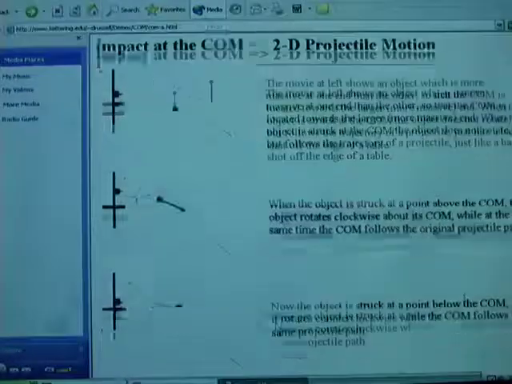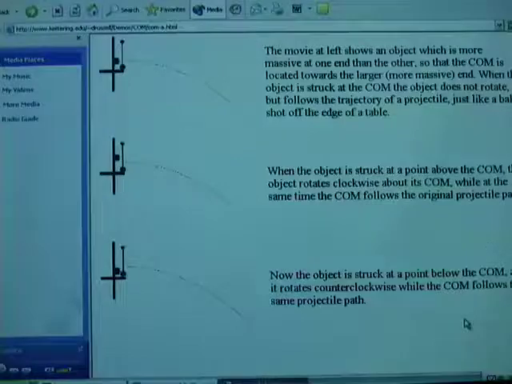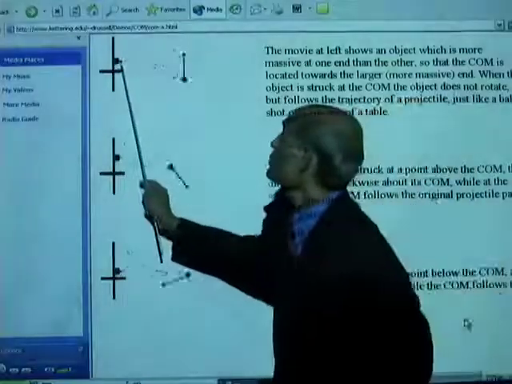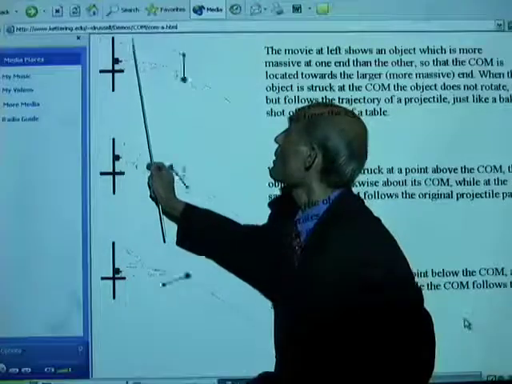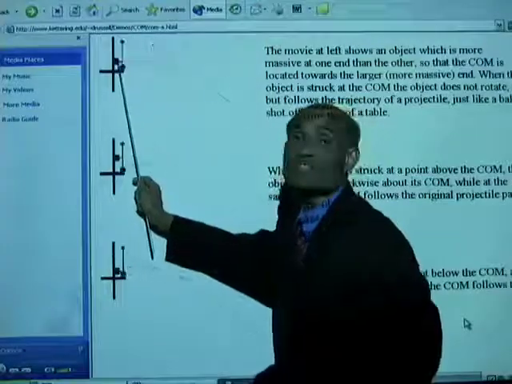Let me also show you when these are projected. We got three diagrams here. The top diagram shows a gun projecting this object at the center of mass.